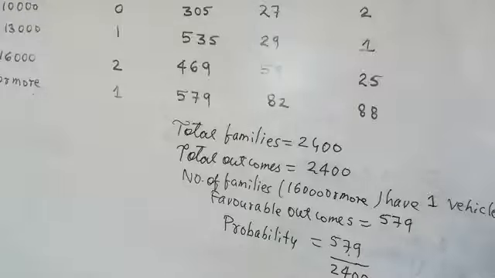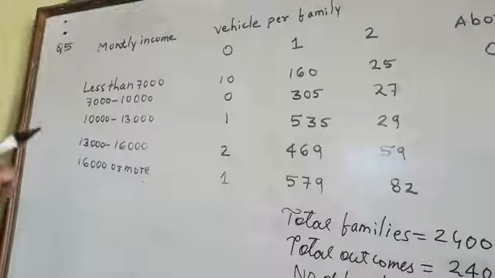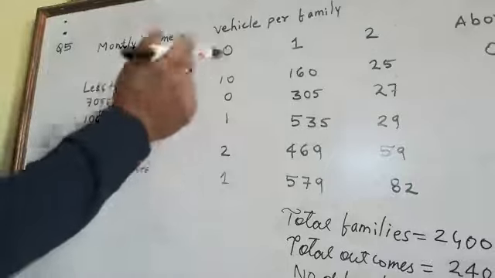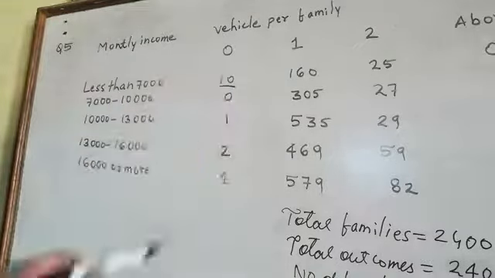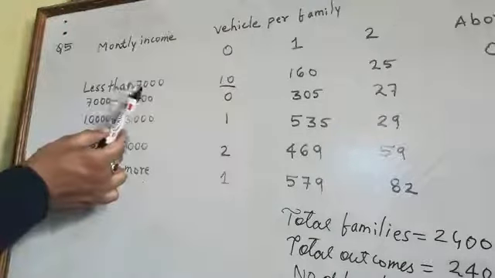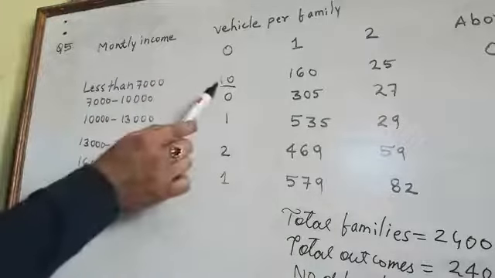Now, in the next question it is asked how many families are there earning less than 7,000 rupees and do not have any vehicles. So again you see on the board, such families are 10, because 10 families are earning less than 7,000 rupees but do not have any vehicles. Such families are 10, so the favorable outcome will be 10.